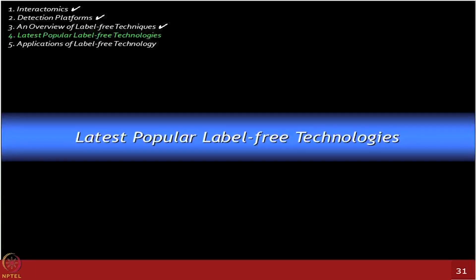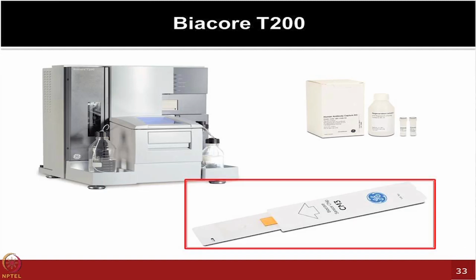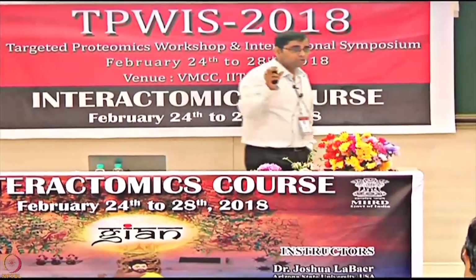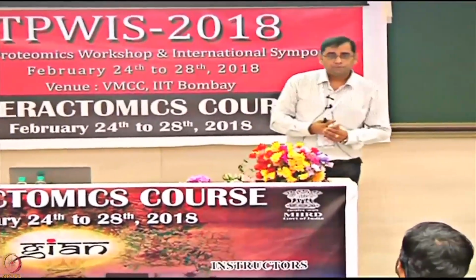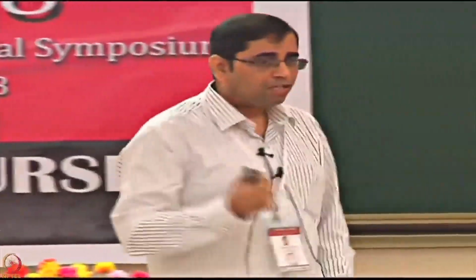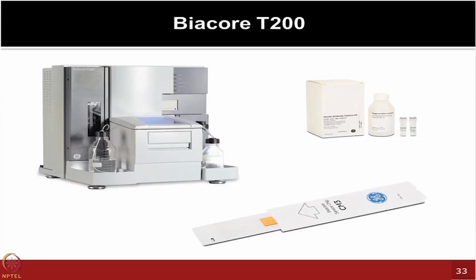All right, so among the latest popular technologies, one of them is the Biacore T200, offered by GE Healthcare. There are many types of chips coming from these technologies, depending on how you want to immobilize your molecules. Sometimes you have different types of carboxymethyl based surfaces, sometimes nickel NTA kinds of chips can be very useful if you have His-tag based proteins. So you can select the right kind of chip for your use, and accordingly make use of them.